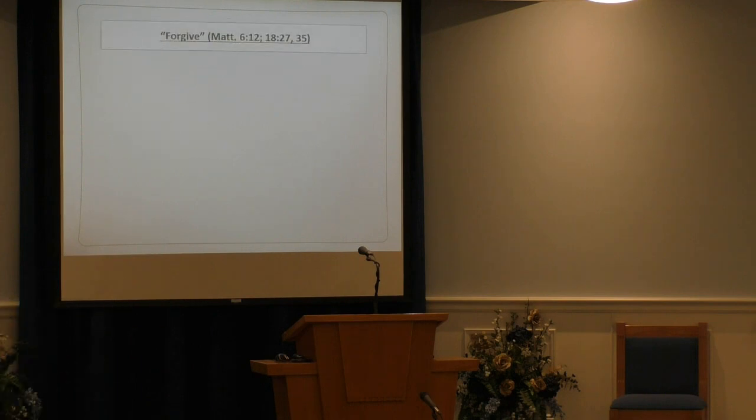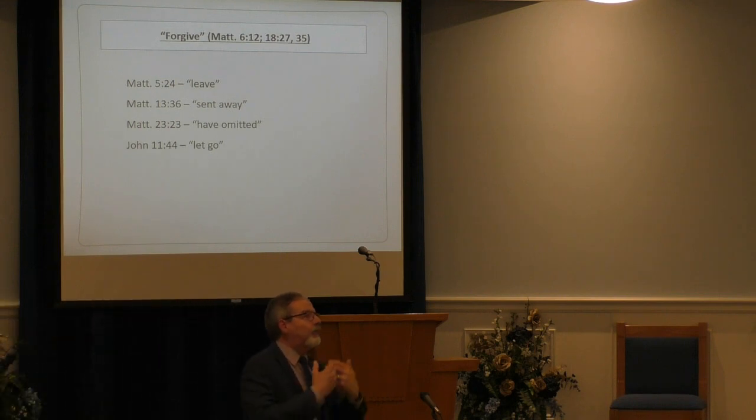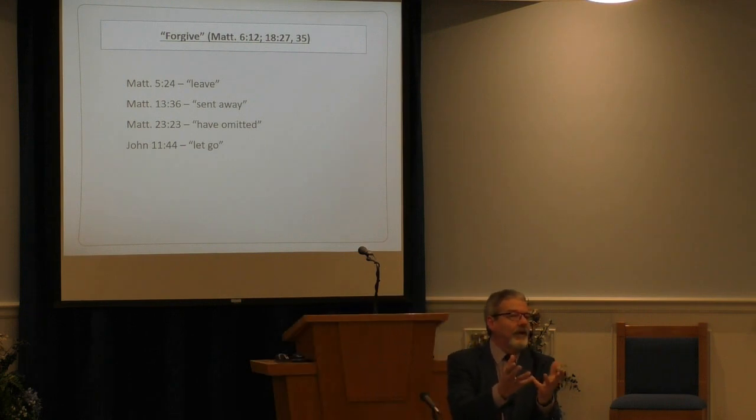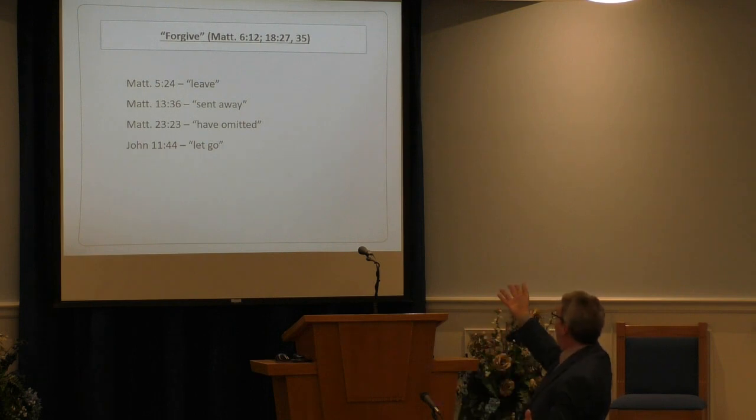Let's go again, and I want to do this one quickly because we're running out of time. I wanted to get to our assignment. But the word forgive is translated leave, send away, have omitted, and let go. That gives me a better understanding of forgiveness. Forgiveness is the idea of releasing. When I forgive someone of the wrong they have done, I'm releasing that, letting it go. That's how it's translated. Let go, having omitted, send away and leave.